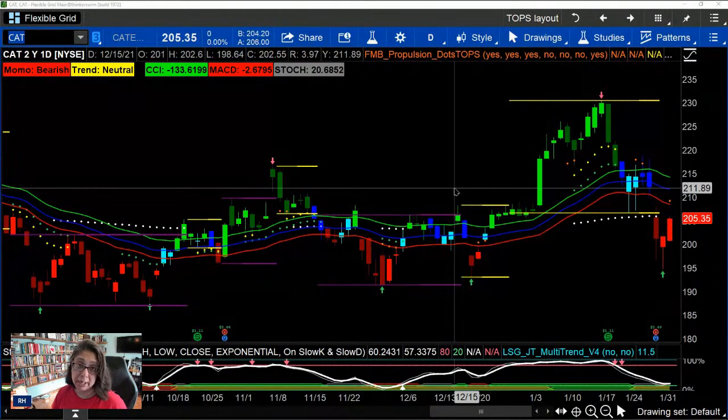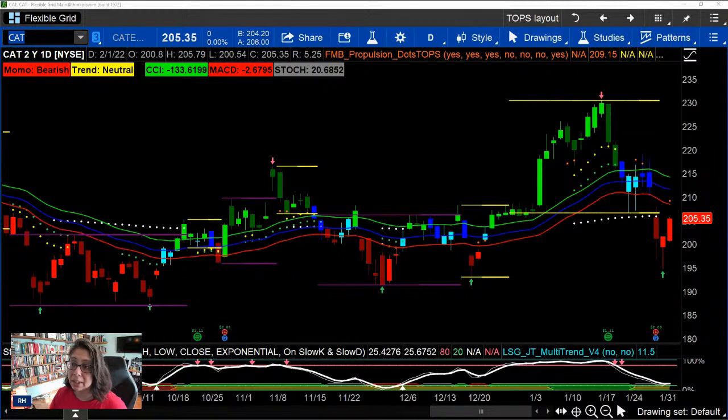So the minor low is completed, the momentum trigger buy. Now the next obstacle to the upside is going to be at that 206 handle. So that's what I'm looking at on CAT. So thanks for the question.